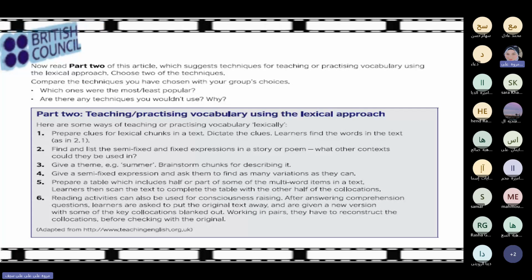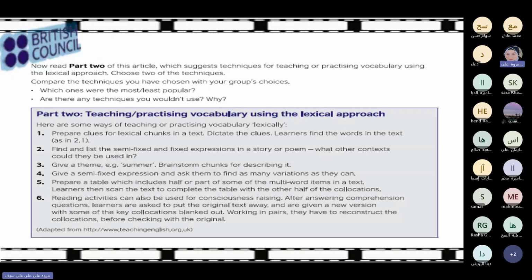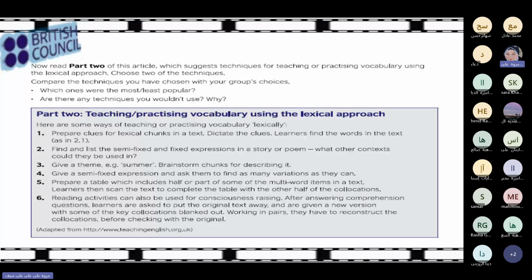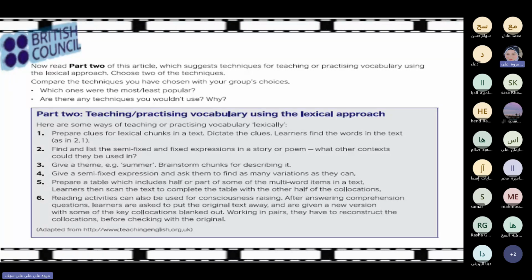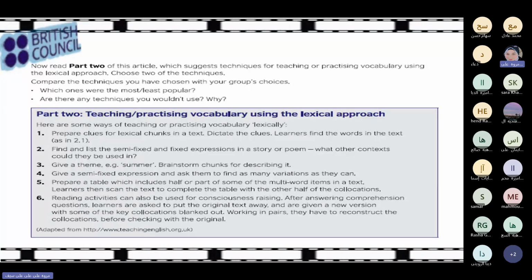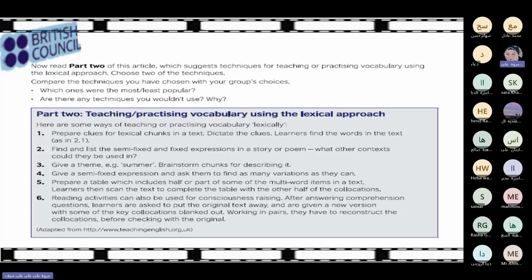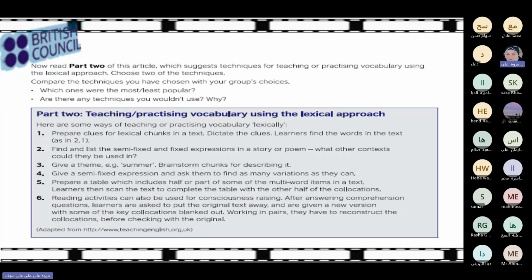The task I'm asking you to do is written above the article itself, the questions here. Choose two of the techniques. Compare the techniques you have chosen with your groups of choices. Which ones were the most or least popular? Are there any techniques you wouldn't use with your students, and why? So I'm getting you into the breakout rooms, and you have 5 minutes to do this task. Discuss together. Come back to me to share.